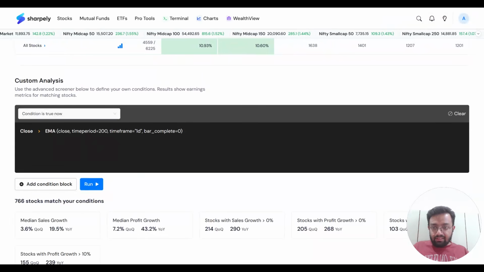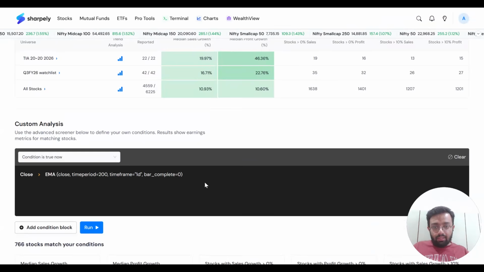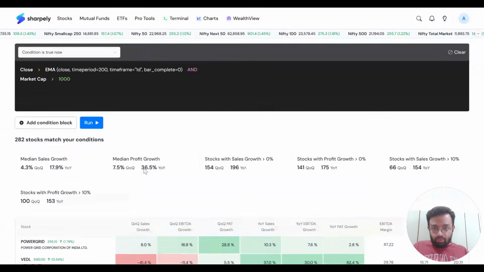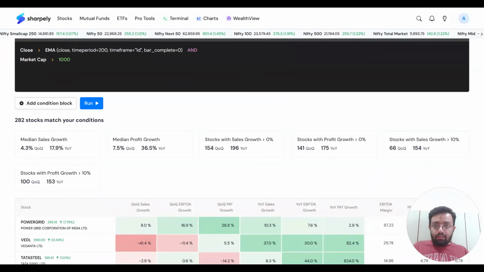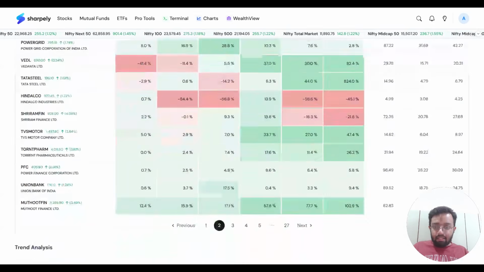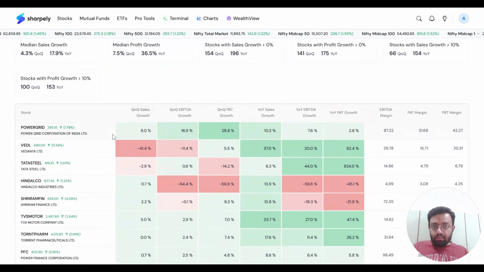So currently 766 stocks are available. This is from all the market. You can add a market cap filter as well. So, market cap is greater than 1000 crores. You can click on run. Then only 282 stocks are there, right? So these are the stocks with current high technical strength, and then one by one you can analyze the stocks in detail as well.